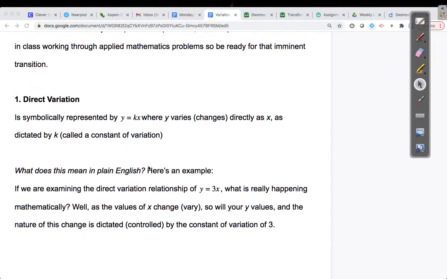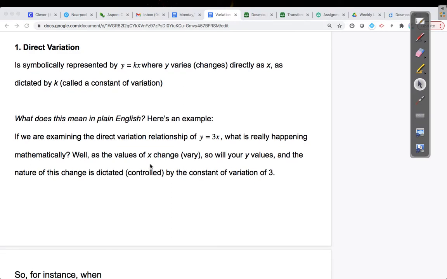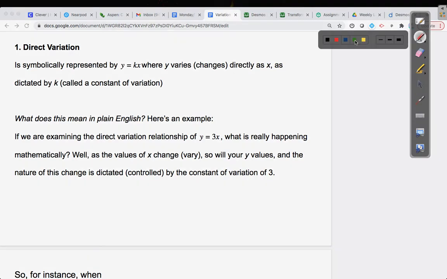The first type of variation relationship we want to have a look at is known as direct variation, and it's symbolically represented by this equation here. This is an equation that you're going to get really familiar with. y is equal to kx, where y varies or changes directly as x.